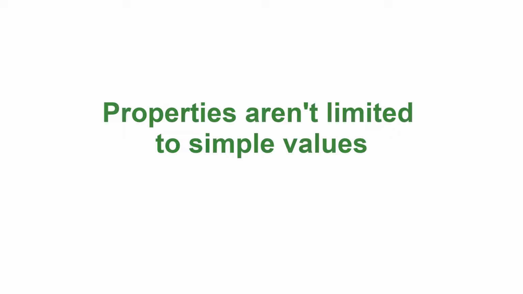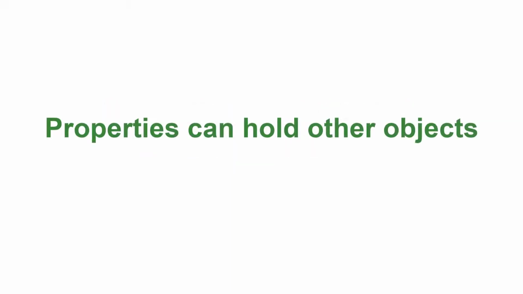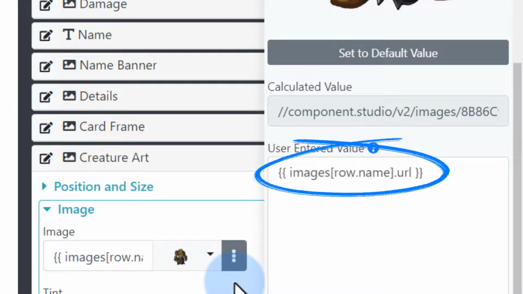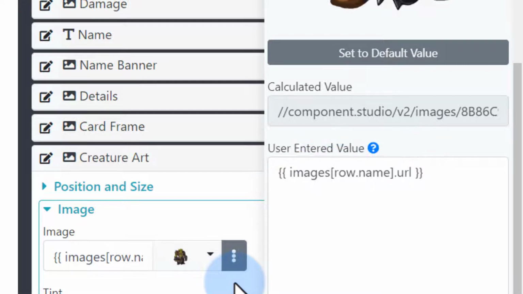Now, there's one level deeper you can go. The value of a property isn't limited to simple text or numbers. It can actually be another object. So, a use case might be to handle images. Images are objects that have the properties of a URL, its height, and its width. You could use text like this to dynamically call your image URL based on your card name. To do this, you'd have to make sure that the desired image matches the name of the row.